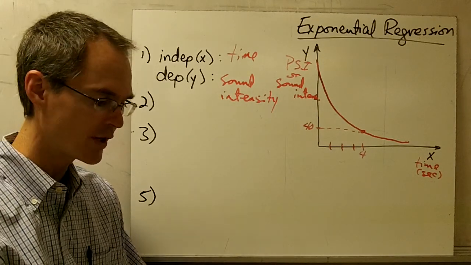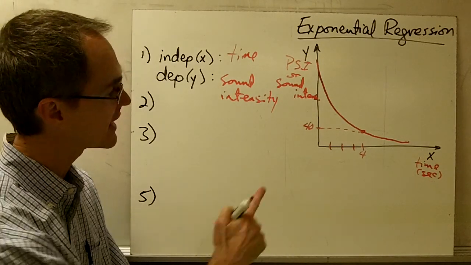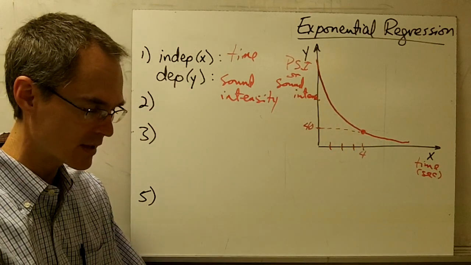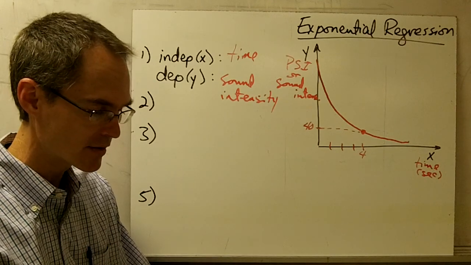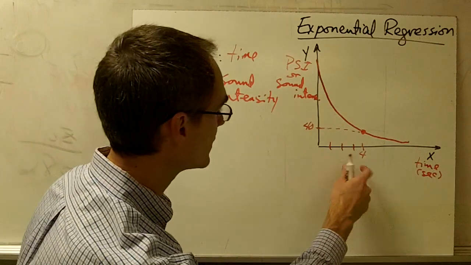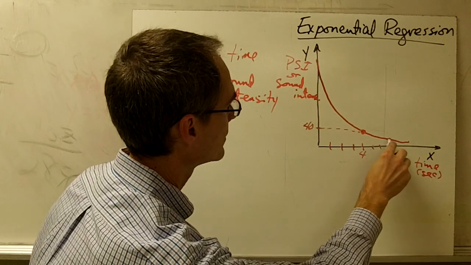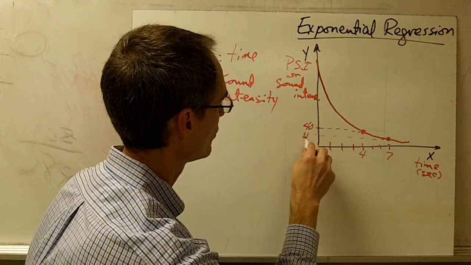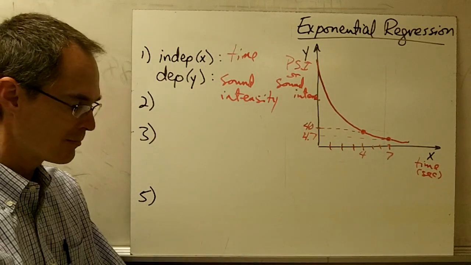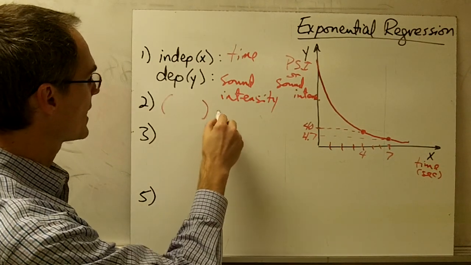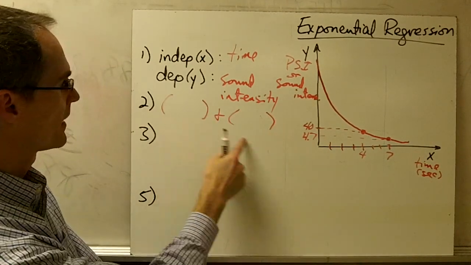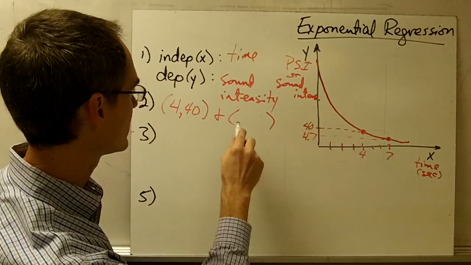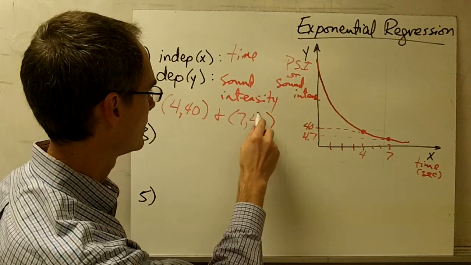Question 2 says, what 2 points would be a part of the exponential curve of this data? Well, we already have 1 point. That's this point here at 4, 40. My other point, see, it says after 7 seconds, the sound intensity is 4.7. So there's my second point right here at 7 seconds. And that's 4.7. So my 2 points, you just write these as ordered pairs here. 1 point is at 4, 40. My other point is at 7, 4.7.